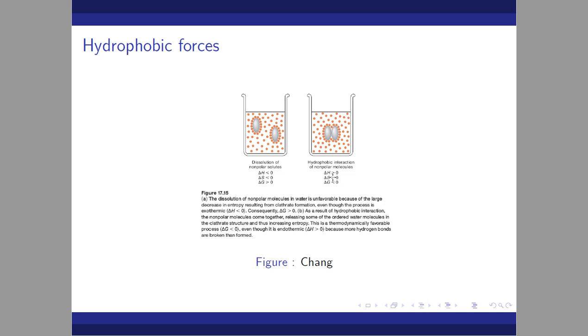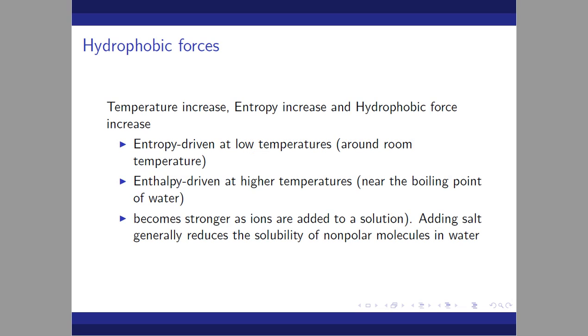But when delta H greater than 0 and delta S greater than 0, the Gibbs free energy is less than 0. So you can see that these two hydrocarbons will come together and produce this hydrophobic force, because more hydrogen bonds are broken than formed.